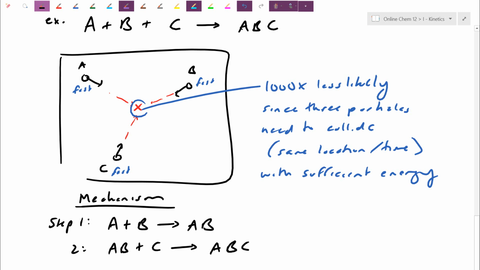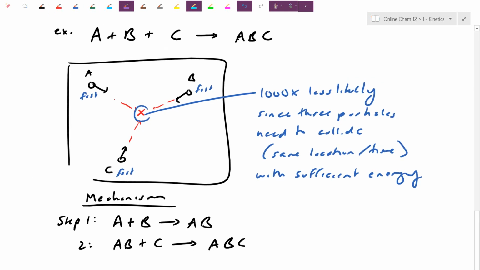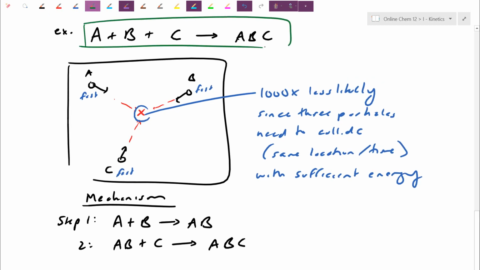So what I've done here is I had an overall reaction, I had a net reaction. This is my build the house. But what I did here is I actually separated it. Well, you do this part first. Let's let A and B collide. Is this one likely to happen? Well, much better than the first case.